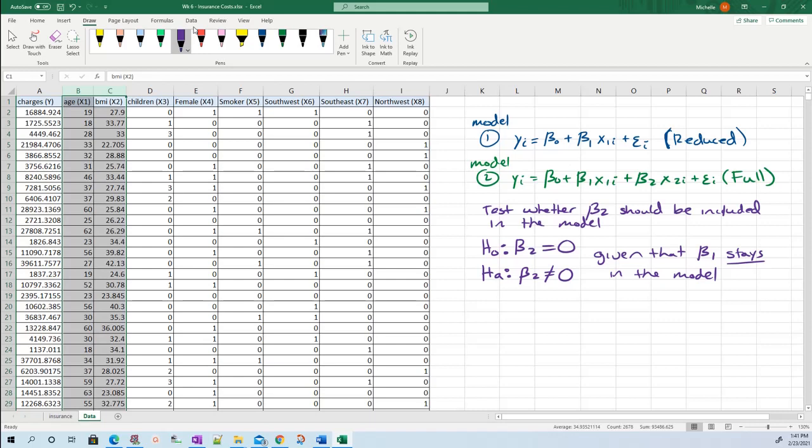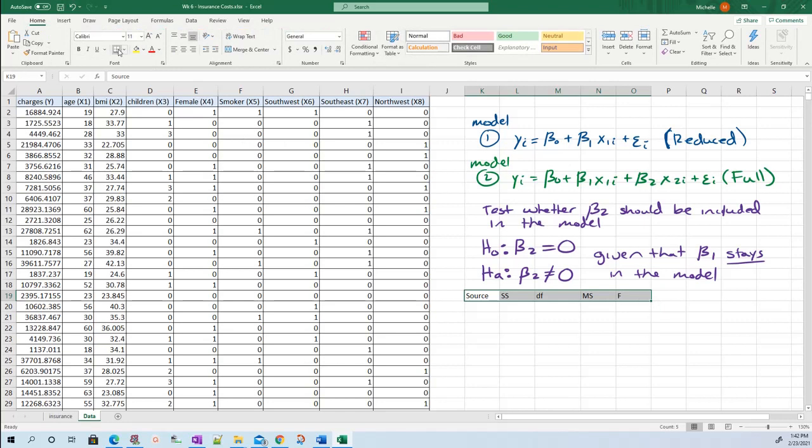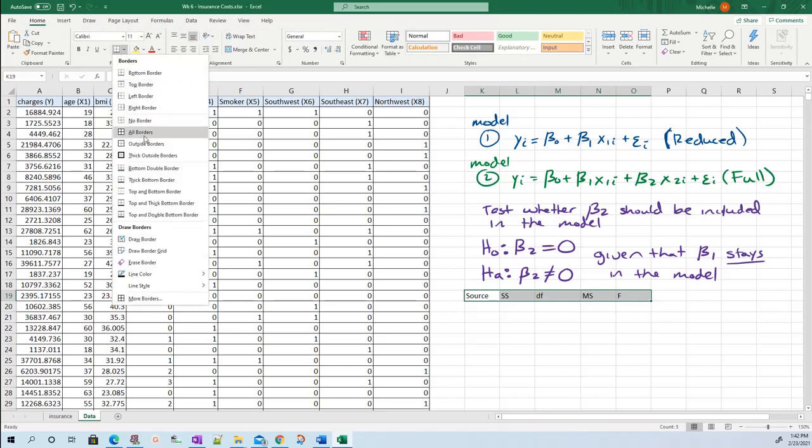To construct this test, I think it's really helpful to construct an ANOVA table. Let me go ahead and write this out, starting with your source, then your sums of squares, your degrees of freedom, your mean squared, and then your F statistic. This is basically just an ANOVA table that I'm going to construct.